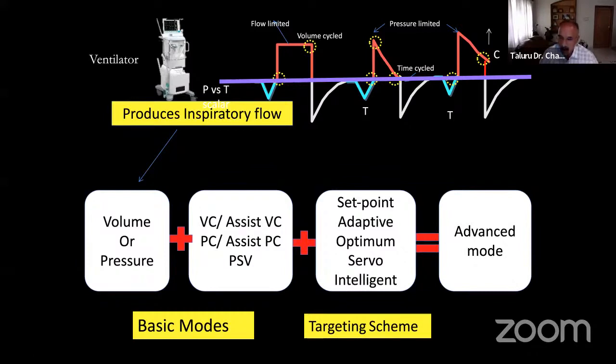Don't get bogged down or feel that there are 180 modes, 200 modes. How can I learn? It is all simple deduction and understanding what is the adaptive mechanism, what is the artificial intelligence that is being used, why it is being used. You rationalize and you will understand it better. See, basic modes with a targeting scheme become advanced modes.